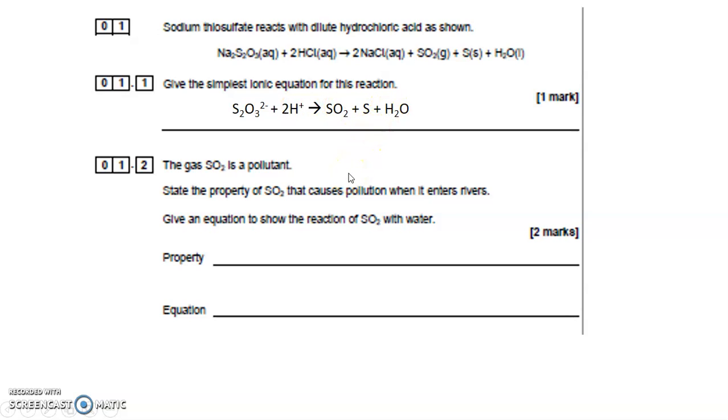The SO2 is a pollutant. State the property of SO2 that causes pollution when it enters rivers. It causes acid rain, so it's acidic. Equation: SO2 plus H2O, and you can just work out what's made. So that's H2SO3. It's sulfurous acid. There's a common fallacy that it makes sulfuric acid. It does. It oxidizes in the air when it comes down through the atmosphere, but it actually makes sulfurous acid, H2SO3, when the sulfur dioxide dissolves in the water.